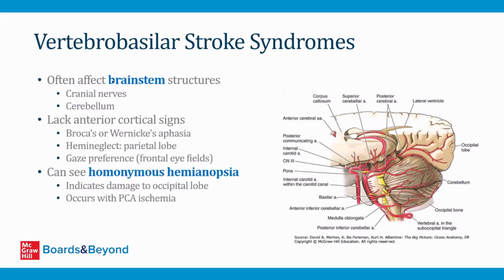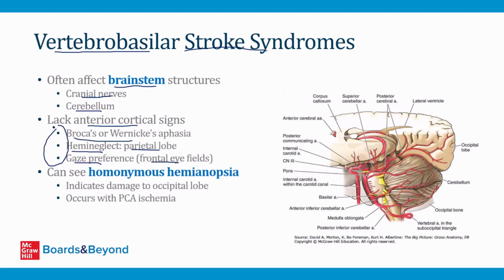So that's a nice segue into the topic of this video, which is vertebrobasilar stroke syndromes. As I just said, these often affect brainstem structures like cranial nerves and also the cerebellum. Importantly, in a vertebrobasilar stroke, you usually won't see any anterior cortical signs, which I talk about in the video on cerebral strokes. These are things like Broca's or Wernicke's aphasia, or hemi-neglect from damage to the parietal lobe, or gaze preference, which indicates damage to the frontal eye field. All of these are signs that there's damage to anterior circulation structures like the frontal and parietal lobe.